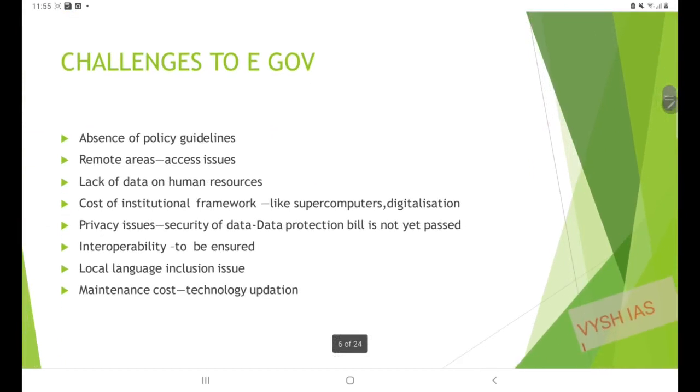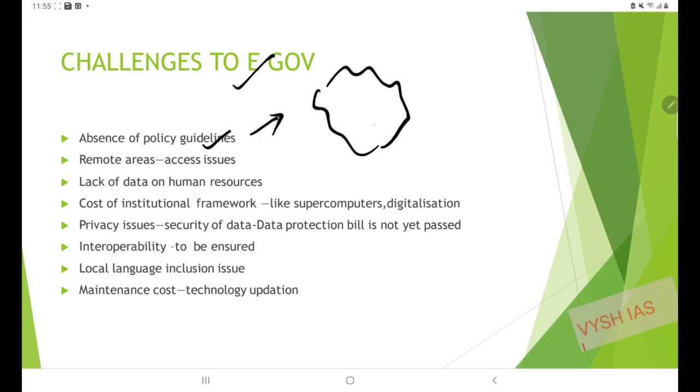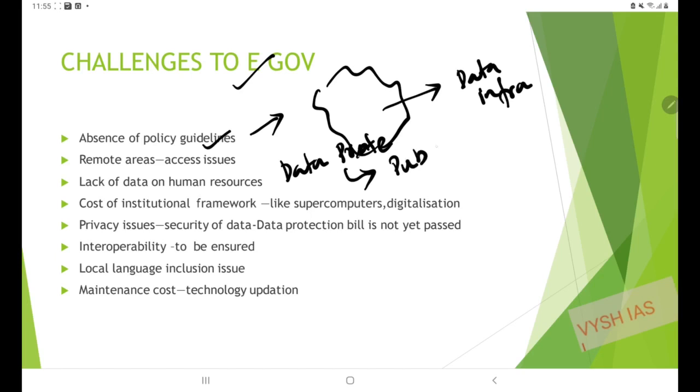Then, although we are talking about the importance of e-governance, we are also to discuss the challenges to e-governance. The first and foremost challenge is the absence of policy guidelines. If we want e-governance, we should have a proper data protection network or a proper data infrastructure. That itself is lacking. Even the data protection bill in India has not yet been passed. So when the data protection bill itself is not passed, how can you ensure public trust? This goes into question. So this absence of policy guidelines on the part of government is a problem.